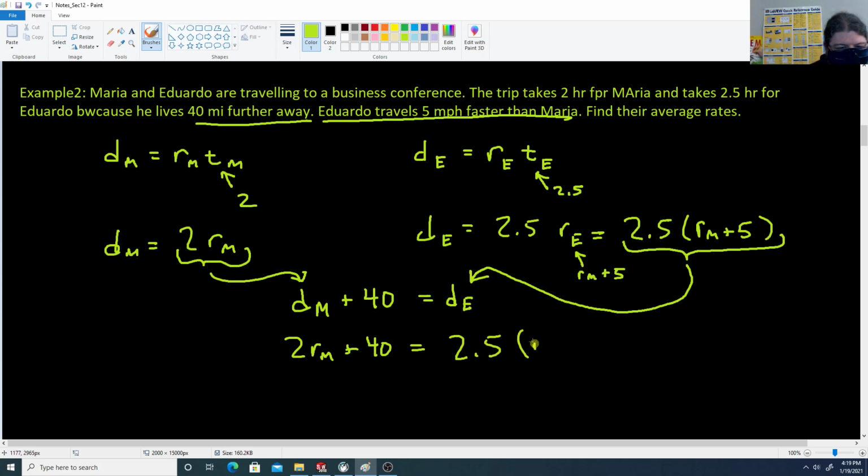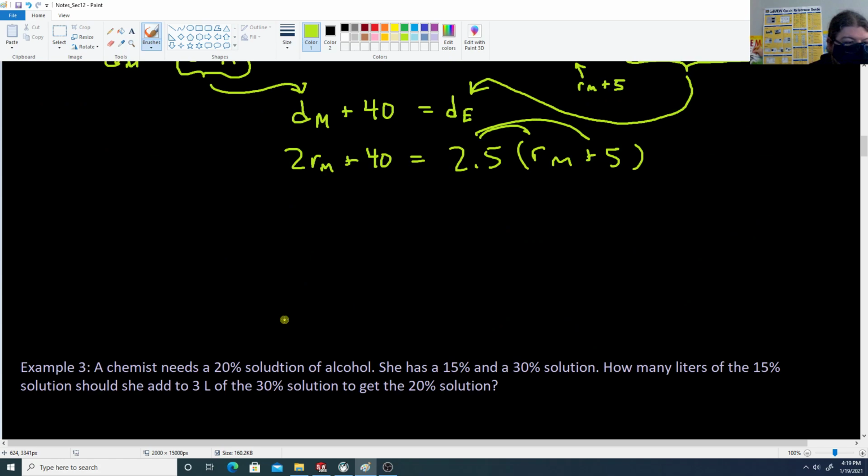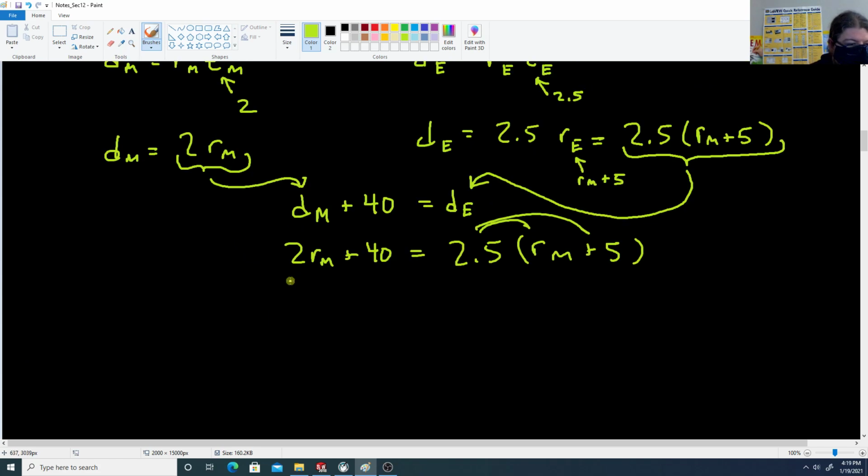So we get 2.5 times RM plus 5. So I'm going to distribute 2.5. We get 2RM plus 40 is 2.5 RM plus, let's see, 2.5 times 5 is 12.5, yeah.